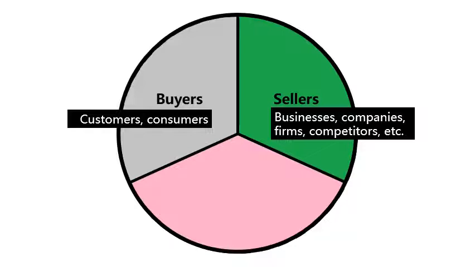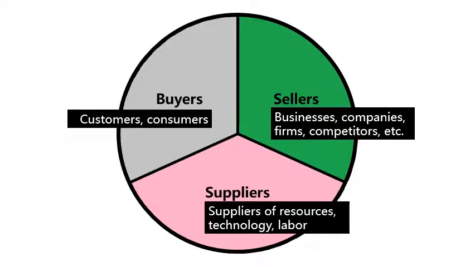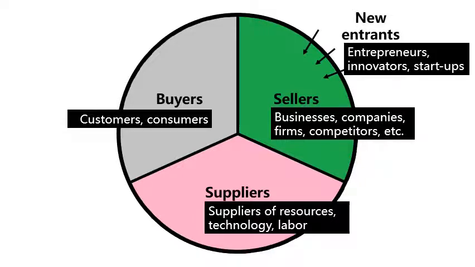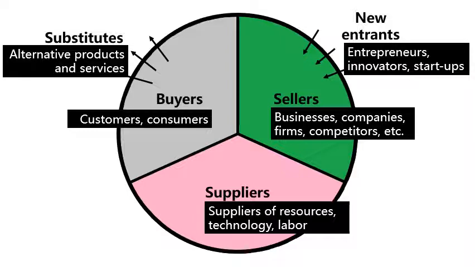Next, we have the bargaining power of suppliers. And suppliers are the people that provide resources, technology, labor. And then we have the threat of new entrants. And new entrants are entrepreneurs, innovators, startups, anyone that's not currently in the industry but could be. And then also the threat of substitutes. And substitutes are alternative products and services. They don't do the exact same thing as the product or service in the industry, but they do something kind of similar. And so buyers have the option of going to substitutes.